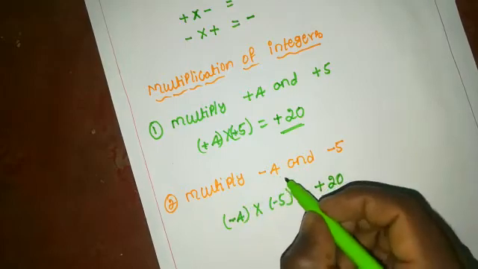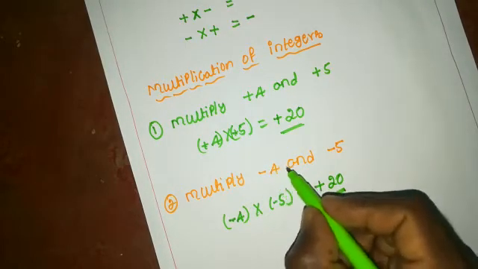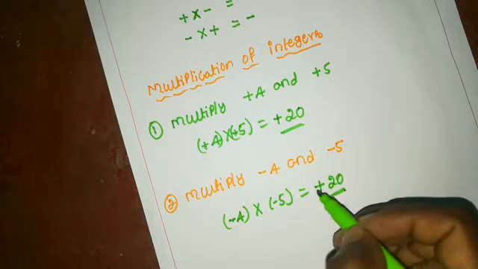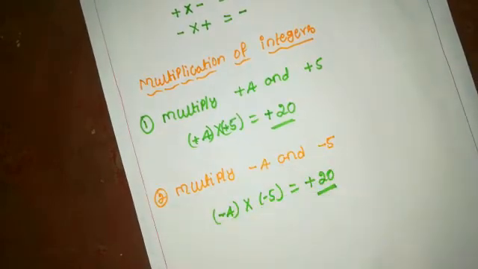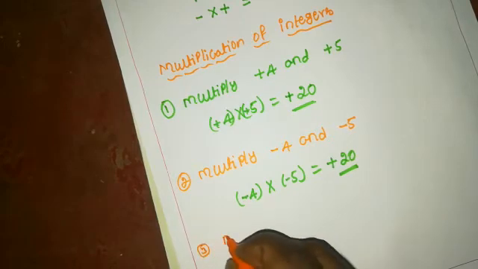By observing this, when multiplying integers having the same sign, we always get positive. Next, if two integers have opposite signs, one positive and another negative, then how do we multiply?